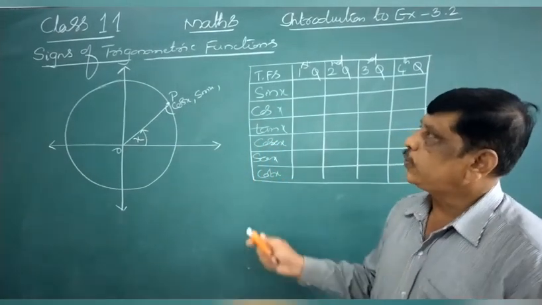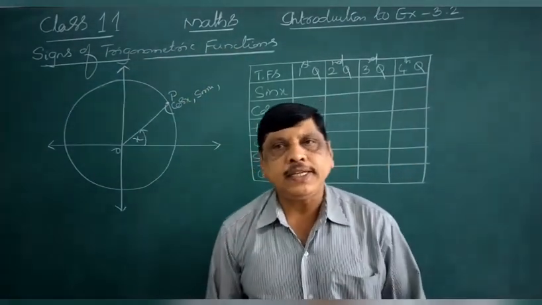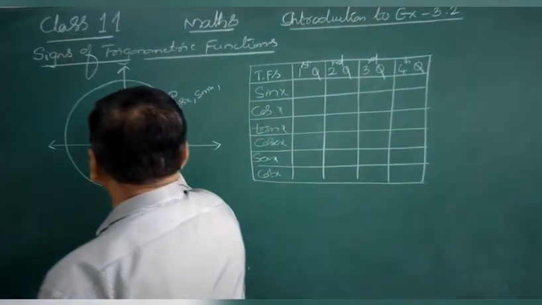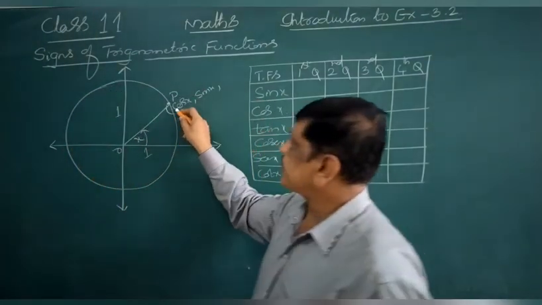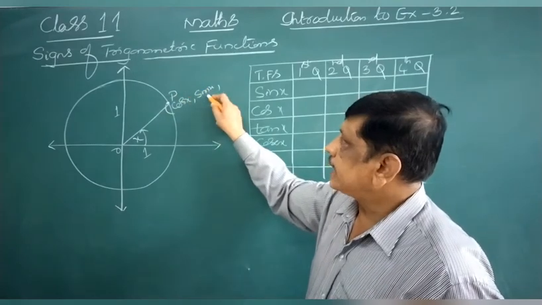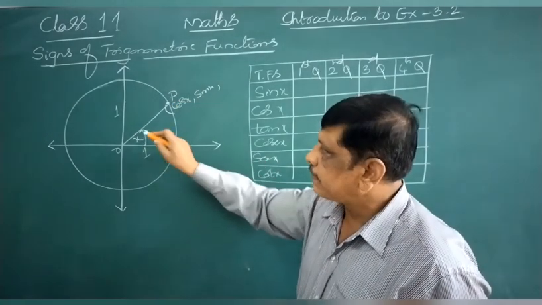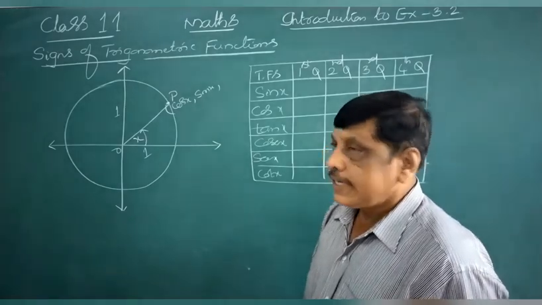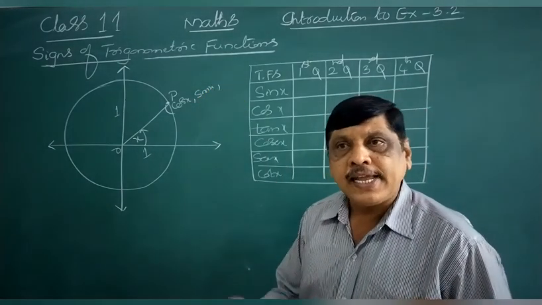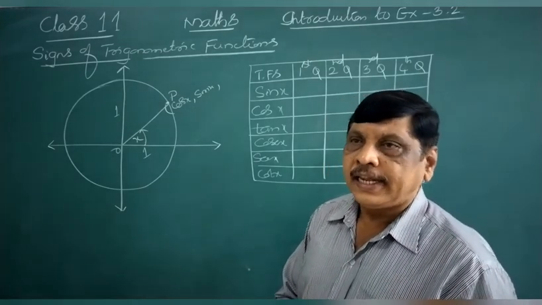Dear students, in today's class we discuss the signs of trigonometric functions. We have discussed in the earlier class that the coordinates of any point on the unit circle are identified as cos x comma sin x, where cos x is the x coordinate of the point P and sin x is the corresponding y coordinate, where x is the angle subtended at the center of the circle. Hence it is necessary to find the signs of trigonometric functions, because x and y coordinates have their own signs in the respective quadrants.